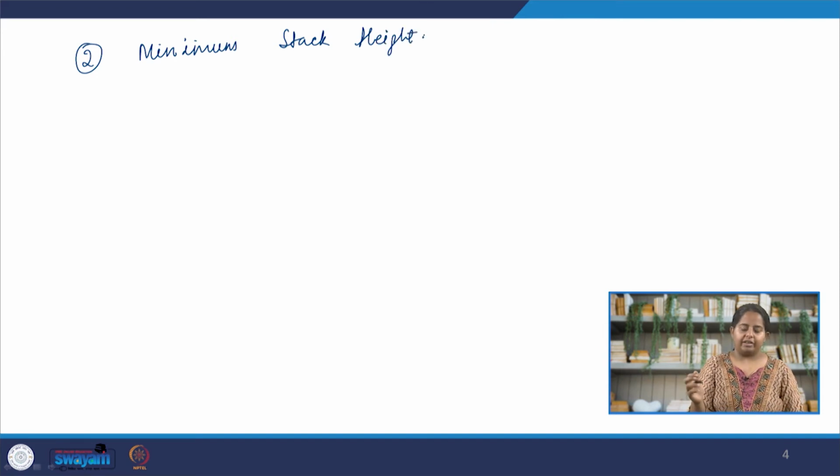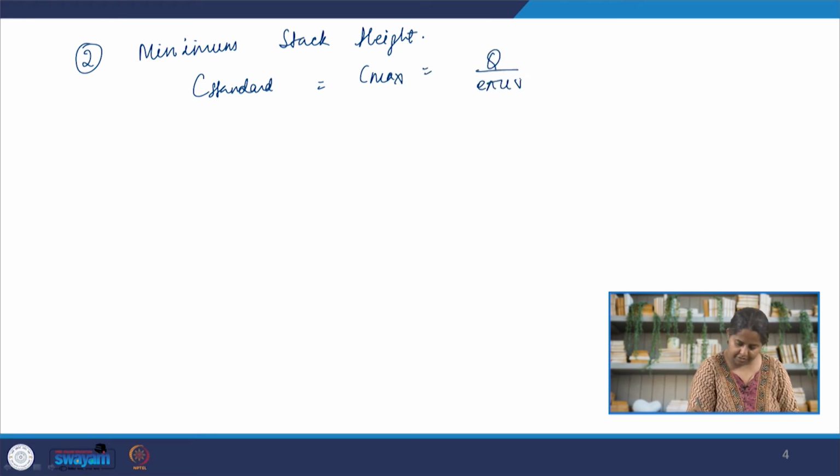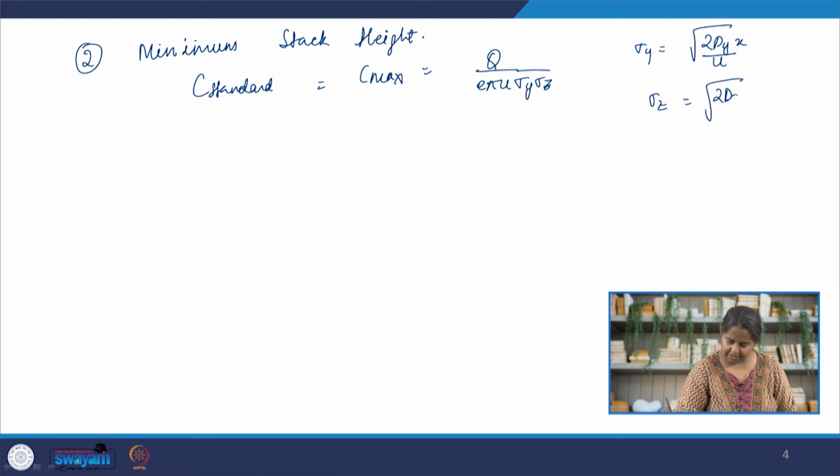So, minimum stack height for permissible level C standard. C standard will be equal to C max, which is equal to Q by e pi u sigma y sigma z. Now we also know that sigma y is actually equal to root 2 dy x by u, and sigma z is equal to root 2 dz x by u. So we know this, so we are going to replace these here.